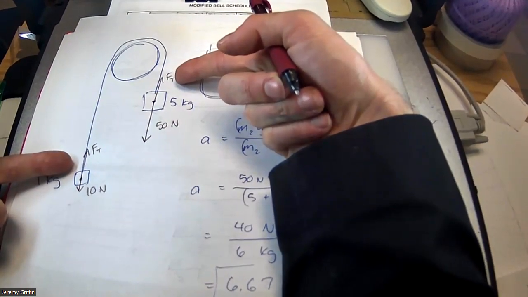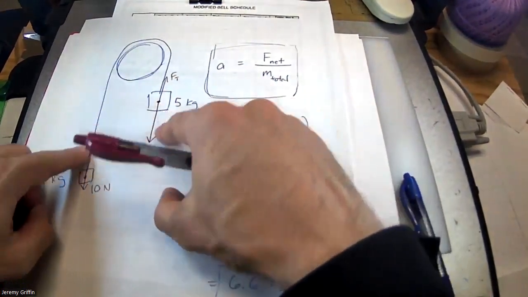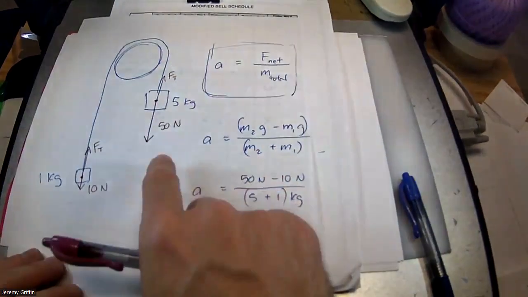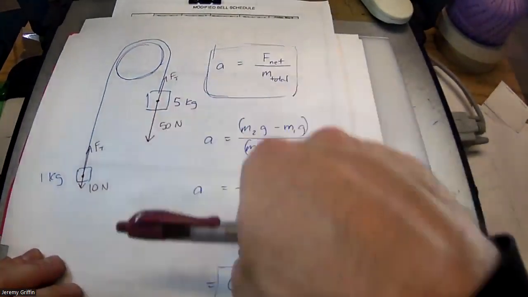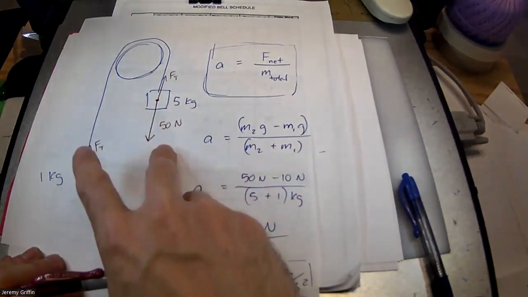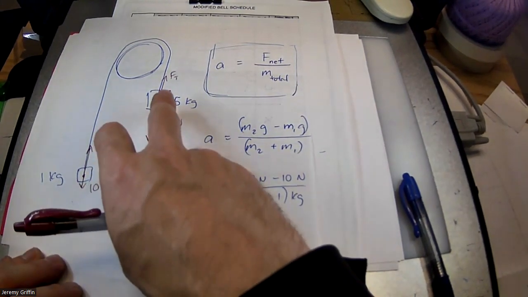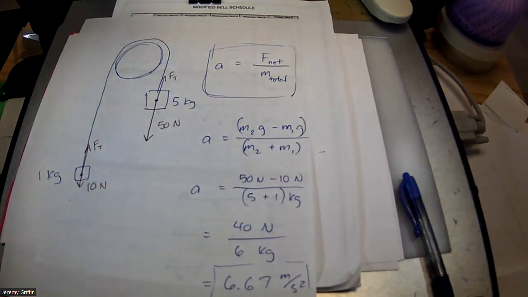So same tension. Right? The tension is more than 10 newtons and less than 50 newtons, which would make it accelerate this way. Right? And I did not include it in this formula that we already did because it's internal to the system. See, these two forces are external to, well, they're acting on the blocks, right?